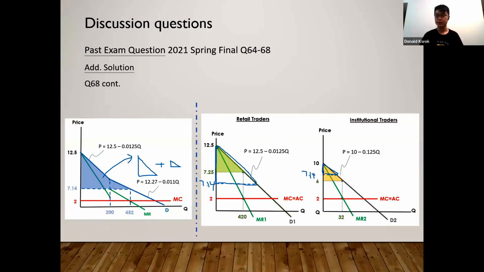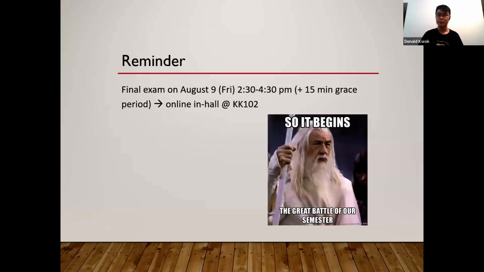So that's all for the discussion of the tutorial content today, and also everything about the whole course. A little bit of reminder about the final exam. It will be held next Friday at 2:30 on the 9th of August. It will be held on the HKU campus at KK102. The venue is already confirmed.